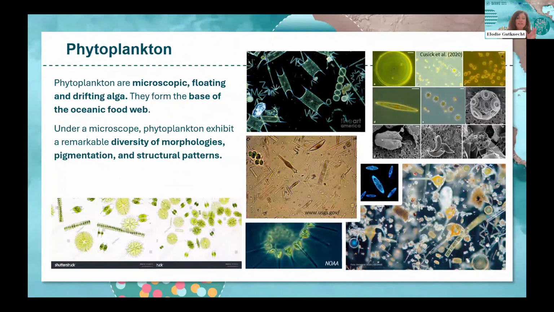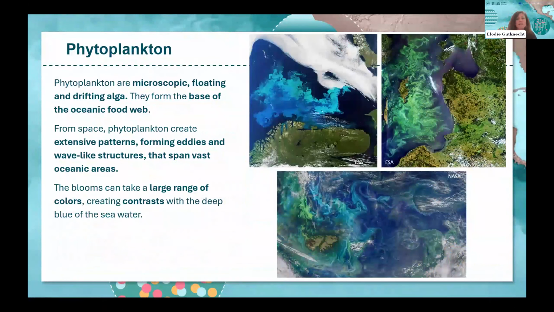But even if individually they are microscopic, they tint the color of the ocean, and this makes them visible from space. So in satellite images, these organisms create massive patterns forming eddies and waves or filaments that can cover vast areas of the ocean. As they flow and drift with the currents, they follow the oceanic structures that are created by currents and turbulence.